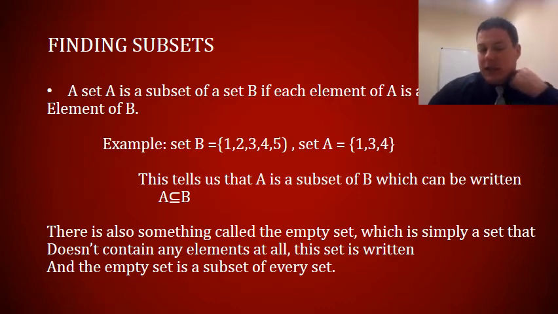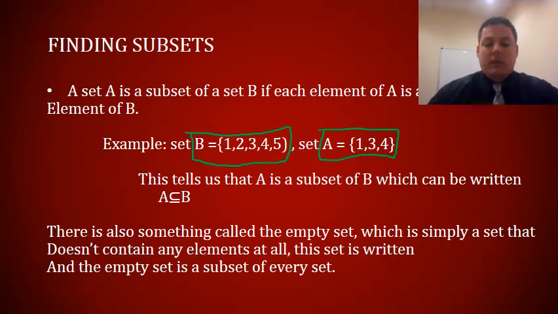Now subsets of a set. A set A might be a subset of a set B if each element of A is also an element of B. So in order for something to be a subset, it must be included in the regular set. Here's my example, set B: B equals {1, 2, 3, 4, 5}. Then A would be a subset because it has 1, 3, 4. So A is a set by itself, but A is also a subset of B.